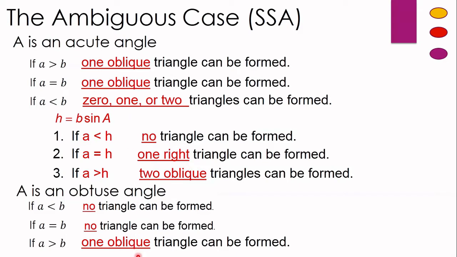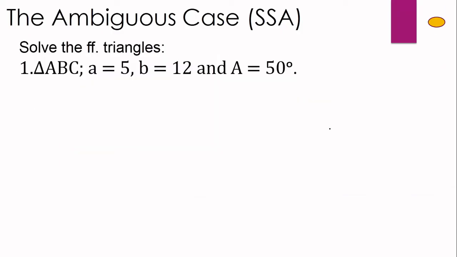I hope you can follow. Let's have an example for this. Okay, so this is our example number 1. We are going to solve triangle ABC where A is equal to 5, B is equal to 12, and angle A is equal to 50. This is SSA because we have two sides that are given, and then a non-included angle is also given, which is angle A equal to 50. So if you have SSA, there are a lot of possibilities.